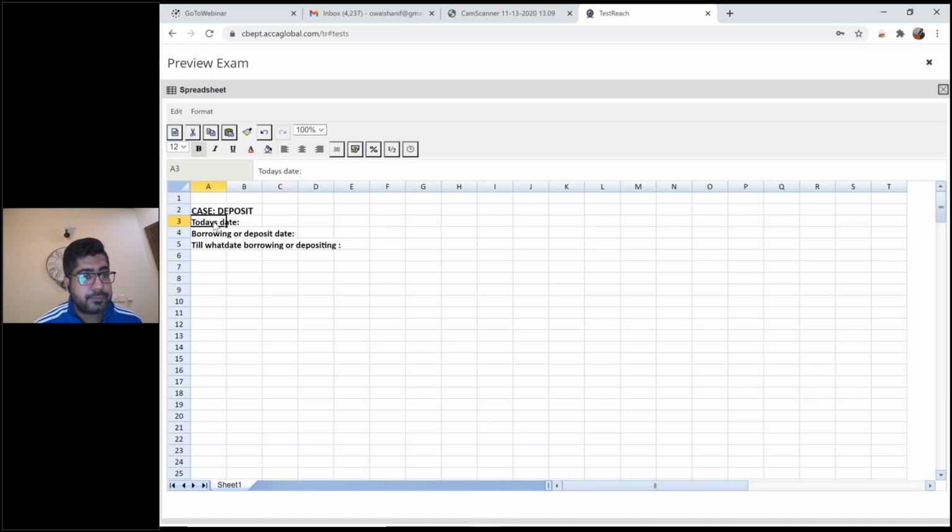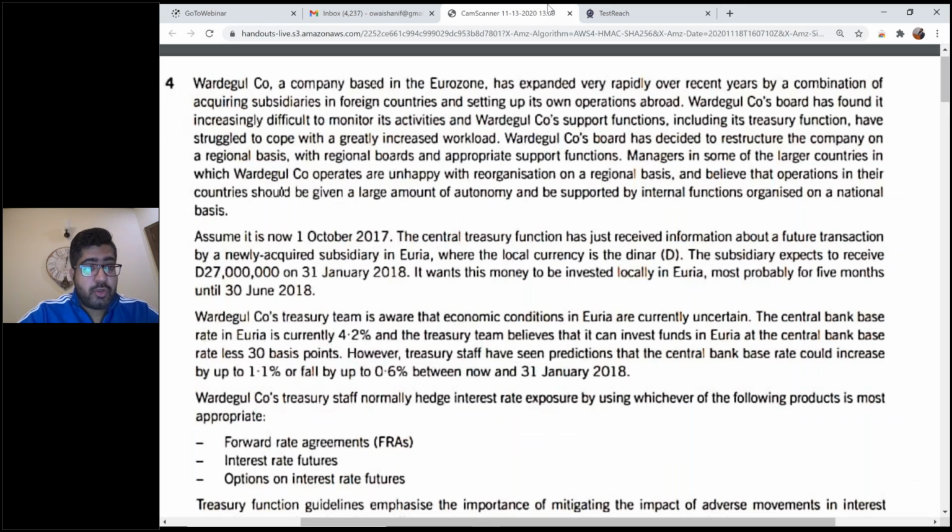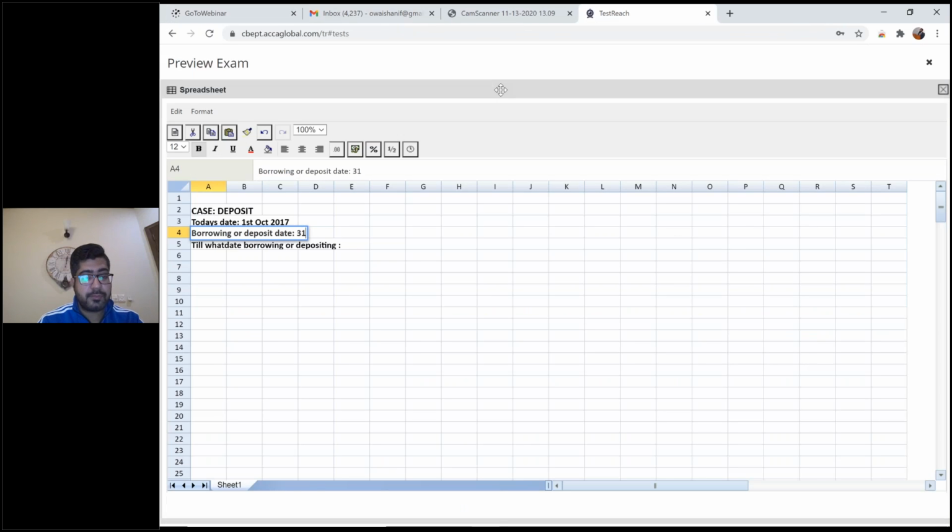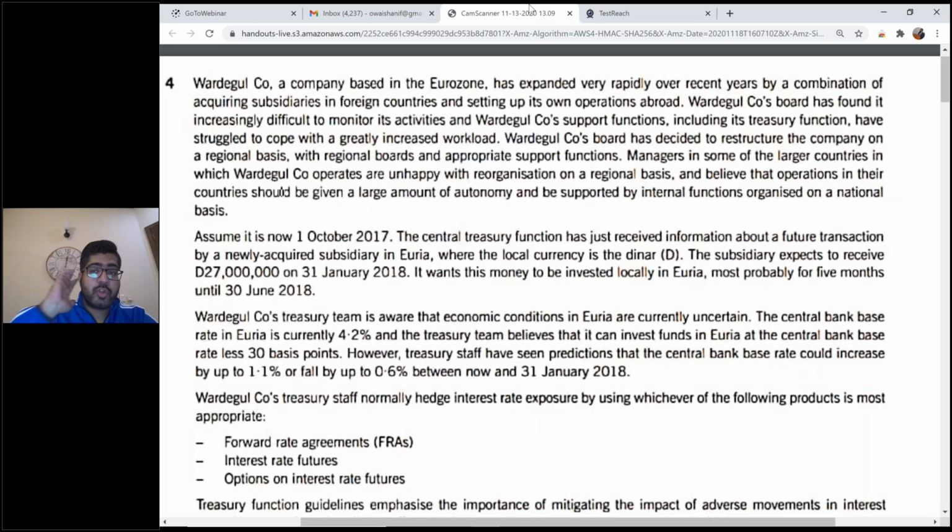Then, note 3 dates. Today's date, 1st October 2017. Go to the paragraph again. Subsidiary expects to receive dinar 27 million on 31st January 2018. So dinar 27 million will be received on 31st January 2018, and it wants this money to be invested. So at what date you are receiving money and investing it, it's 31st January 2018. It wants this money to be invested most probably for 5 months until 30th June 2018.